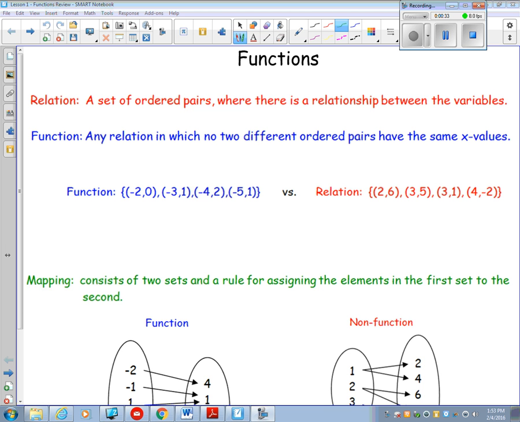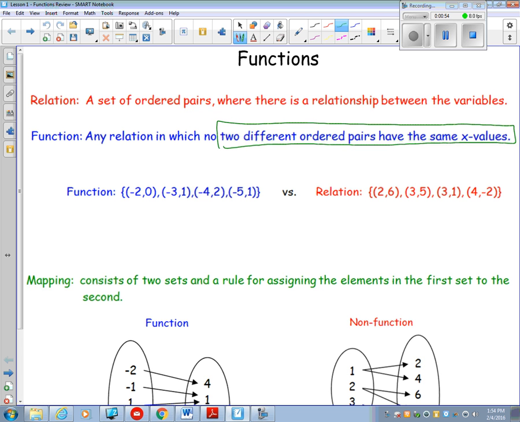Okay, so two big ideas today: relation and function. A relation is any graph, any pairs, any relationship between two different types of variables. Within that, functions are special versions of those. In this case, no two different ordered pairs have the same x values.